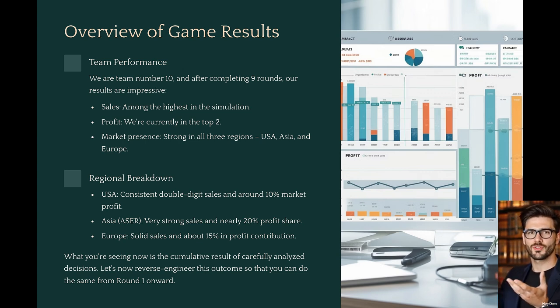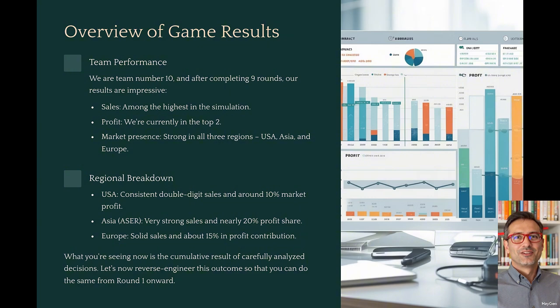Here's a breakdown. USA, consistent double-digit sales and around 10% market profit. Asia, very strong sales and nearly 20% profit share. Europe, solid sales and about 15% in profit contribution. What you're seeing now is the cumulative result of carefully analyzed decisions. Let's now reverse engineer this outcome so that you can do the same from round 1 onward.